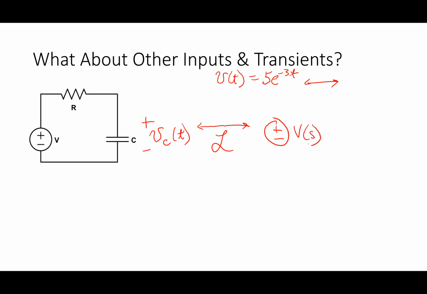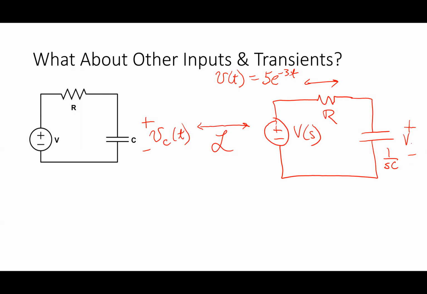What about the R and the C? Well, the R is still what it was before. It's still R. What about the capacitor here? What would I replace that with? 1 over SC. And then I have V sub C of S.